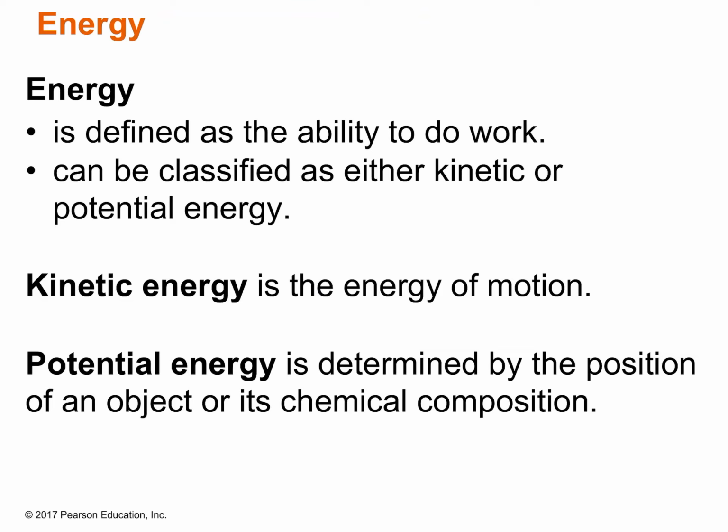We can classify our energy as either kinetic energy or potential energy. Kinetic energy is the energy of motion. So when our atoms and molecules are moving, they have kinetic energy. If they are moving faster, they have more kinetic energy. If they are moving slower, they have less kinetic energy. And then potential energy is stored energy. This can be determined by the position of an object. Again, that's kind of a physics definition.